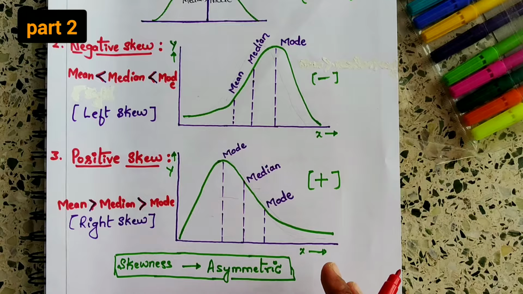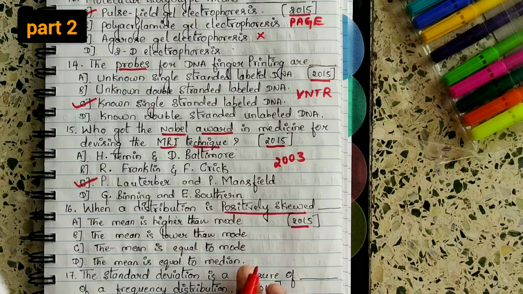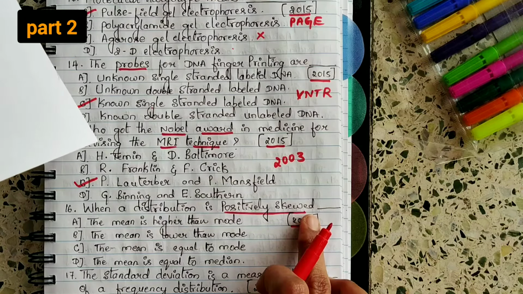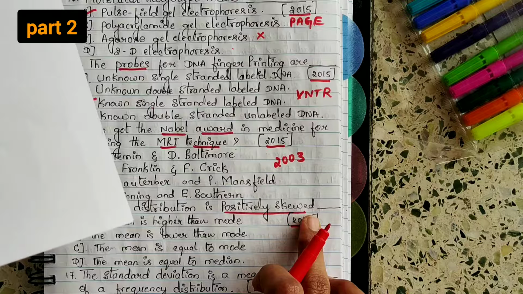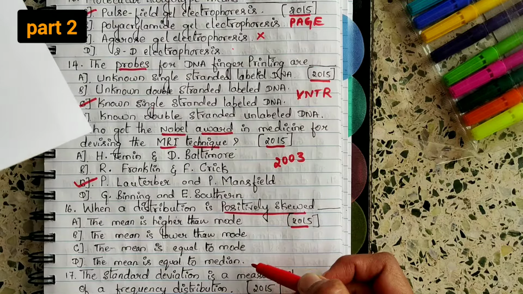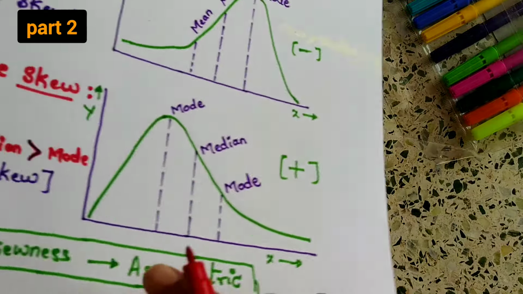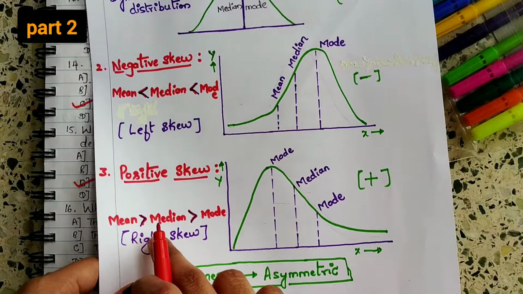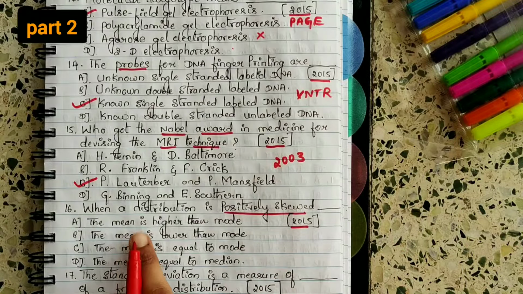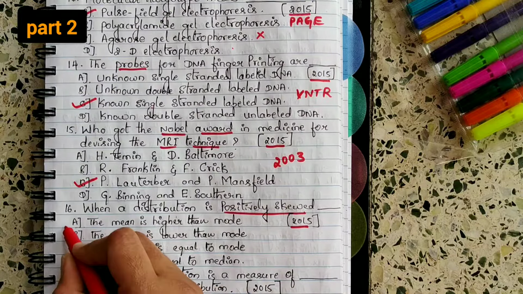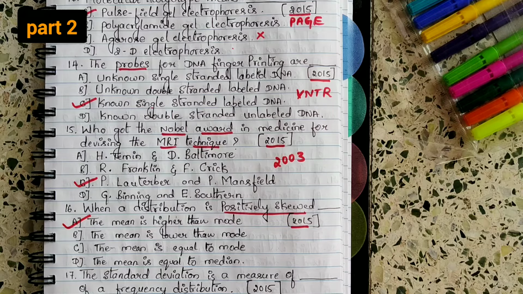The question they are asking is about positively skewed. As I explained just now, if you look at the options, what we have to get here is that mean should always be greater than median and the mode. So the correct answer will be option A, that is, mean is higher than the mode, okay. This is the correct option, option A, okay.